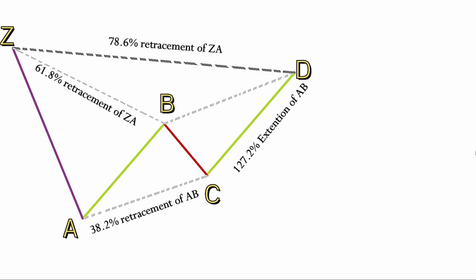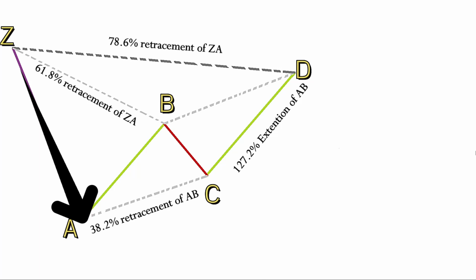Move AB should be 0.618 retracement of move ZA. Move BC should be either 0.382 or 0.886 retracement of move AB. If the retracement of move BC is 0.382 of move AB, then CD should be 1.272 of move BC. Alternatively, if move BC is 0.886 of move AB, then CD should extend 1.618 of move BC. From CD, move CD should be 0.786 retracement of move ZA.